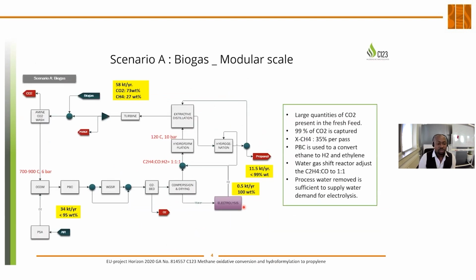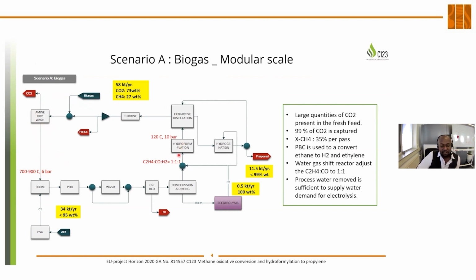To give you a closer look at the process concept, this is the first scenario, scenario A, which is conversion of biogas as a feedstock. The biogas typically contains a lot of carbon dioxide, so the first step in the process is to remove the carbon dioxide through amine wash, which is a state-of-the-art technology available at large scale. And then, as I mentioned before, the core of the technology is the OCOM reactor and the hydroformylation.